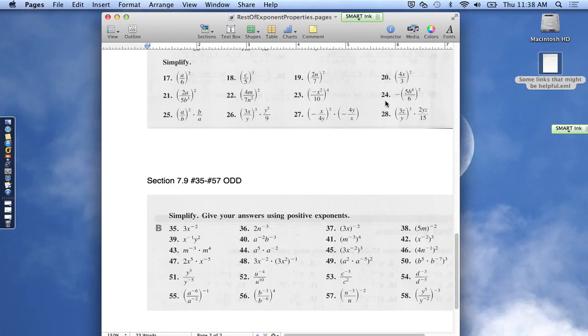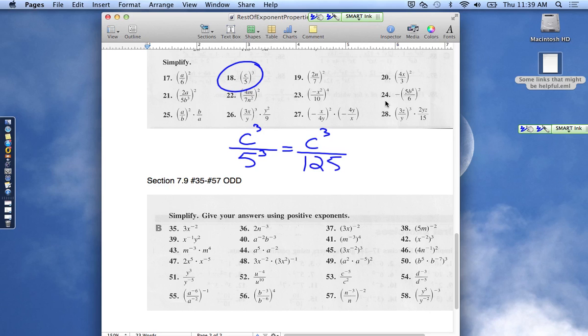Moving to a problem set where you have different variables in the numerator and the denominator. Let's look at a problem like number 18. So this just simply says, let each factor inside, both the numerator and the denominator, get raised to the power of 3, and then you simplify. So this would be c cubed over 125. So you're just simply applying or distributing that exponent to both numerator and the denominator.